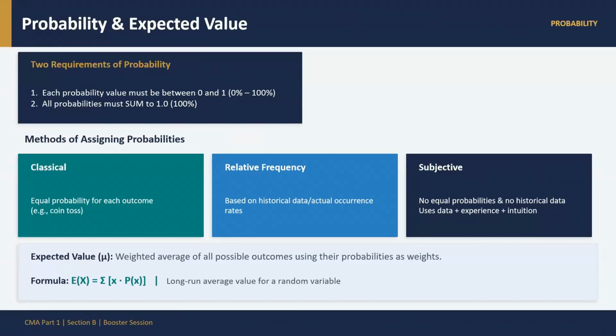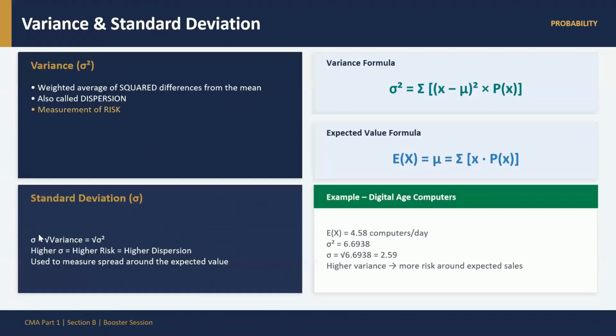So next up, variance and standard deviation. Here, we will not get any calculations for variance and standard deviation, but you just need to understand. Variance is the weighted average of squared differences from the mean, also called dispersion. It's a measurement of risk. I'll explain in simple words what it means.